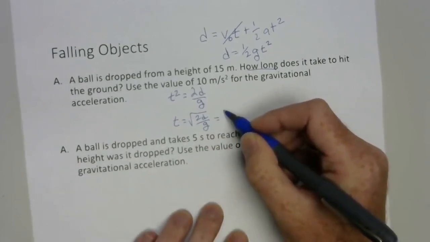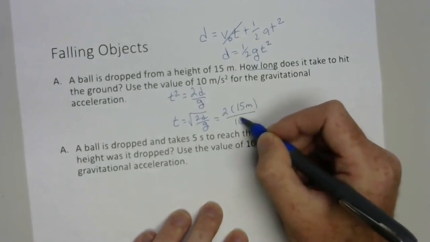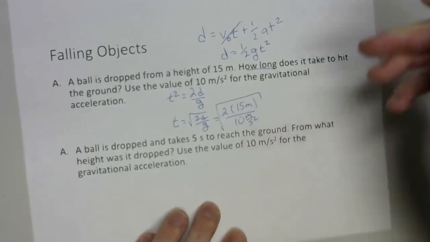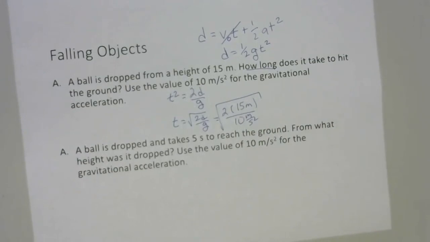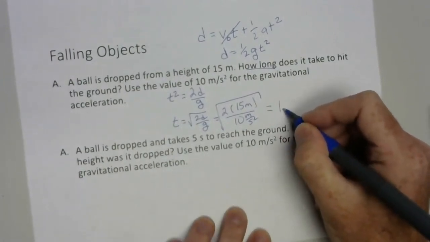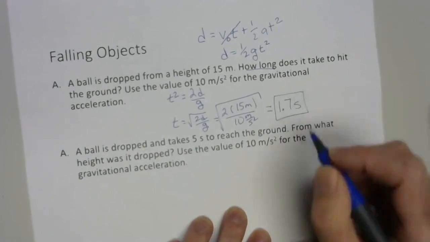Plug in, so 2 times the distance of 15 meters divided by the 10 meters per second squared, and then we square root that whole thing. Then it's just a matter of running that through your calculator. And then we take the square root, and we get a time of 1.7 seconds. So it doesn't take that long to hit the ground.